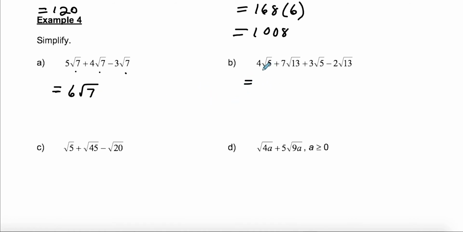Over here, maybe you noticed I have a root 5 and another one there. So I have 7 root 5s because I'm adding my coefficients together. And then I have a root 13 here and here. 7 minus 2 is 5, so I have 5 of those root 13s. When I look at that, I can't break down the square root of 5 any further. I can't break down the square root of 13.